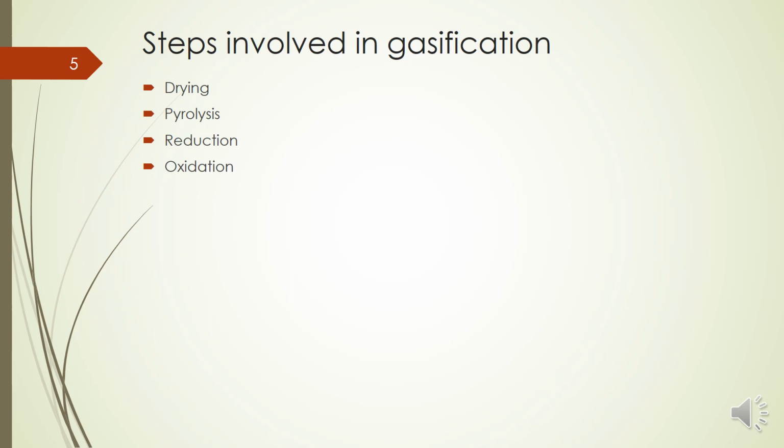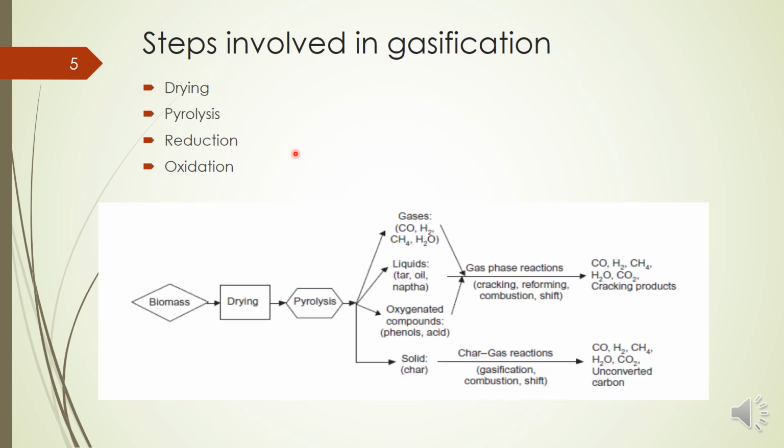So first one is drying. We know when temperature increases the water will evaporate from the biomass, that is known as drying. Then pyrolysis is decomposition. The biomass will be decomposed into different constituents. Solid carbon and volatile gas will be volatilized. Then we have reduction of these components, and with the help of oxidant, oxidation also takes place. So these steps will be there in gasification.